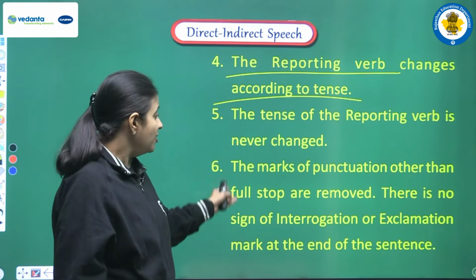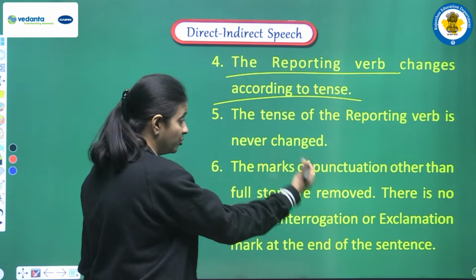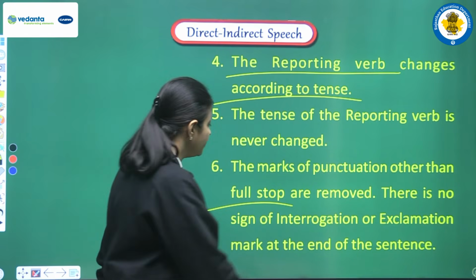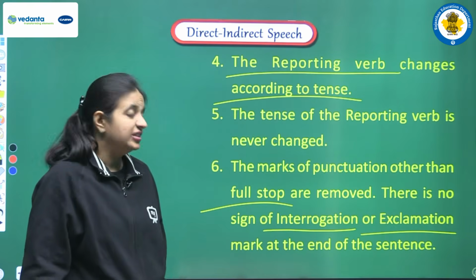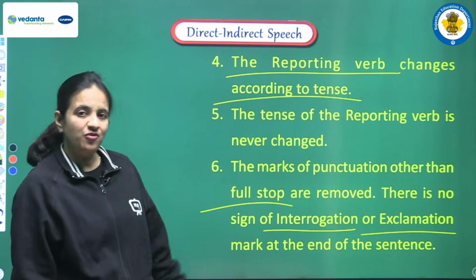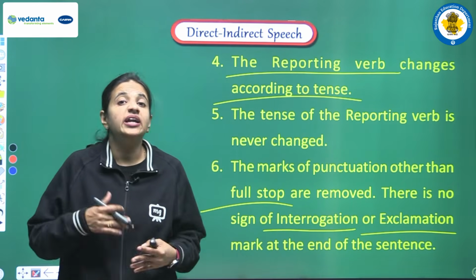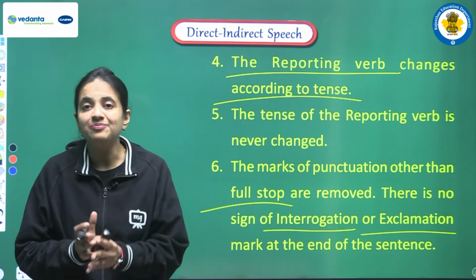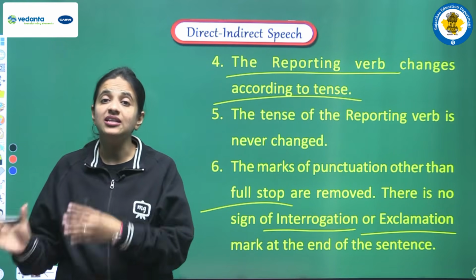So in that part we won't do any kind of changes in the tense. Next point, the marks of punctuation other than full stop are removed. There is no sign of interrogation, or we can say exclamation mark at the end of the sentence. According to this point, when we are making a sentence of indirect speech, then all the punctuation marks that we are having, we have to remove all the marks.